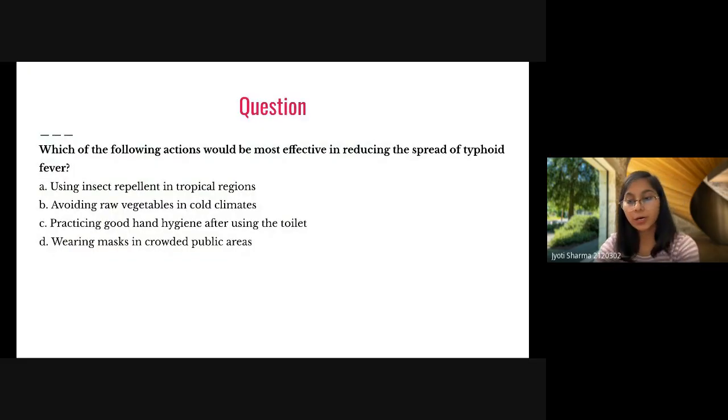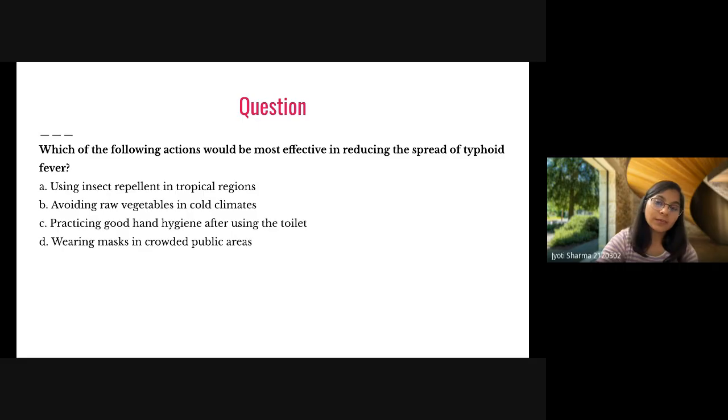Okay, the next question is, which of the following actions would be most effective in reducing the spread of typhoid fever? If you need to reduce the spread of typhoid fever, what action would be most effective? Options are: A, using insect repellent in tropical regions. B, avoiding raw vegetables in cold climate. C, practicing good hand hygiene after using the toilet. And D, wearing a mask in crowded public areas.